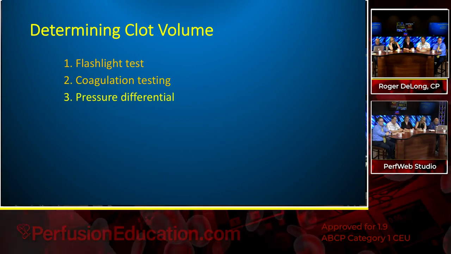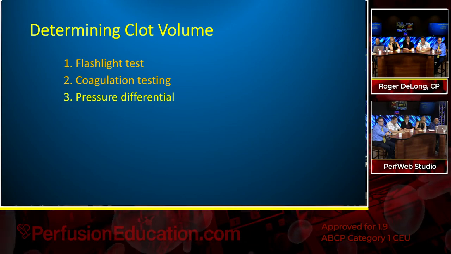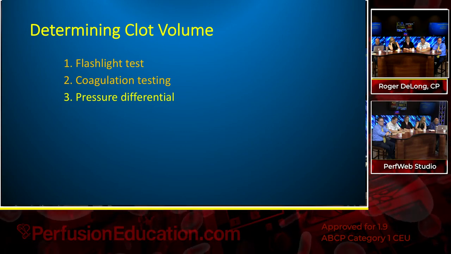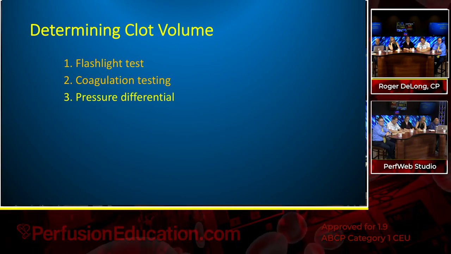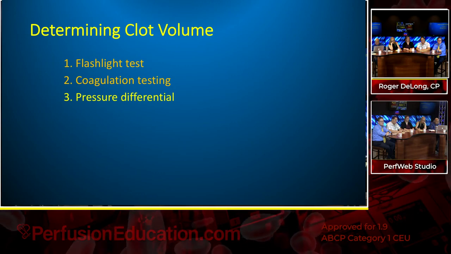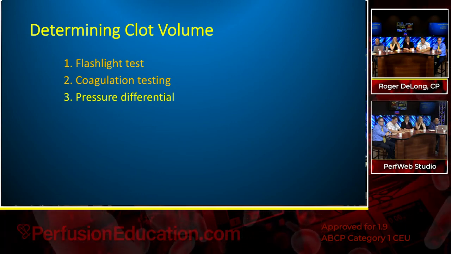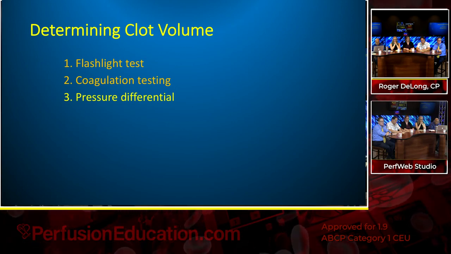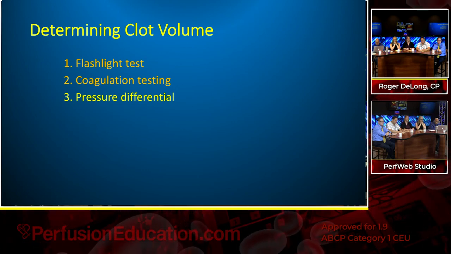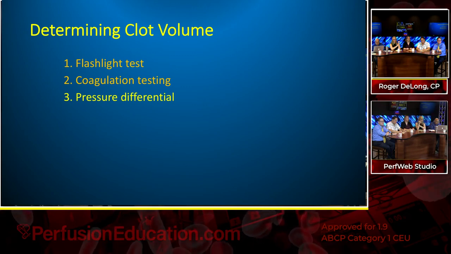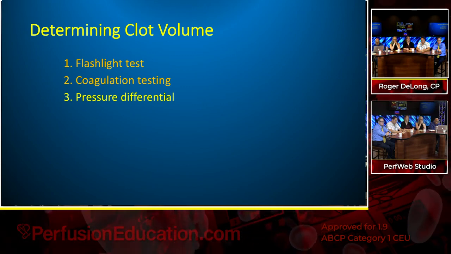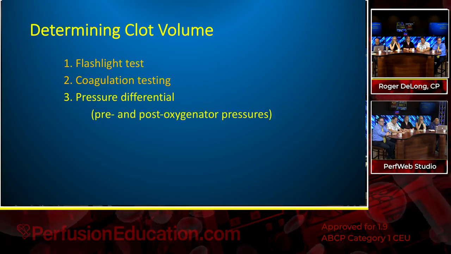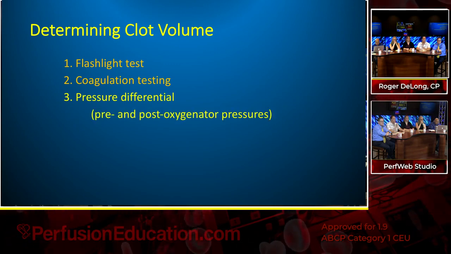Pressure differential. By that, I'm talking about the pressure pre and post oxygenator. Universally, if you only do one test, this is the one. The idea of this is as clot grows, resistance grows, and the pressure will grow. And if the pressure grows enough, you change out the oxygenator. Unfortunately, there's a lot of evidence kind of condemning this process. Next.